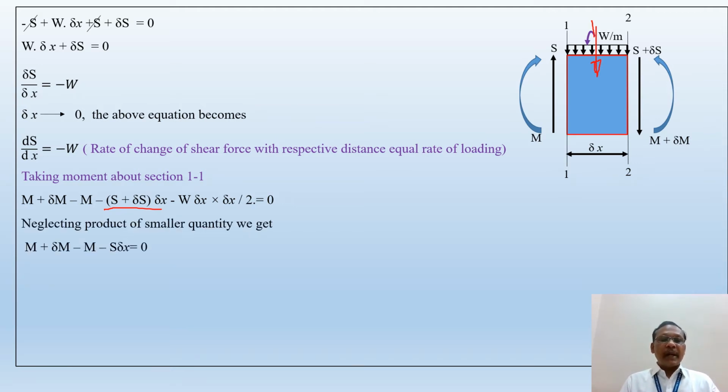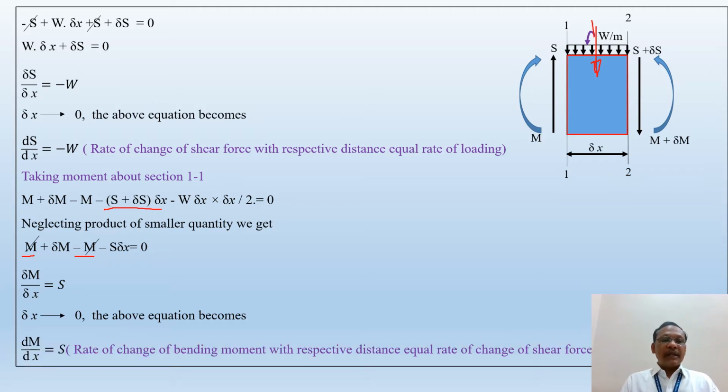Then by solving this bracket and neglecting the product of small quantities, we will get the final equation: M plus delta M minus M plus S plus delta X is equal to 0. Here plus M and minus M get cancelled, and the remaining equation is delta M by delta X is equal to S. As delta X tends to 0, the above equation becomes dM by dx is equal to S. So rate of change of bending moment with respect to distance gives the shear force at that instant or at that section.